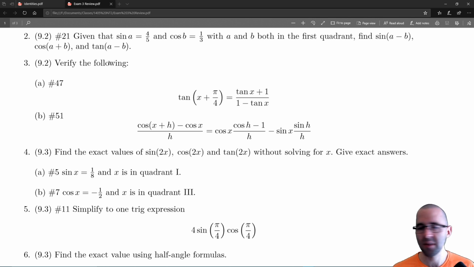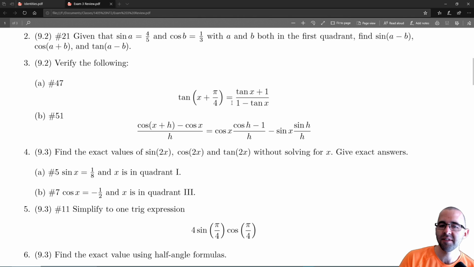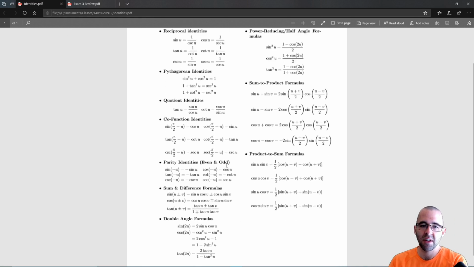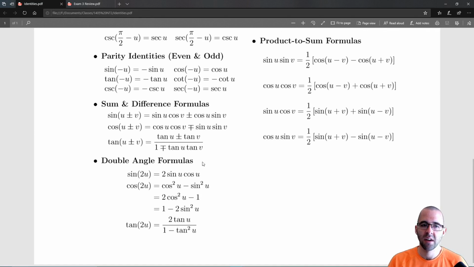So we're looking at something like number 4A. Verify the following. We're going to start with the left-hand side because we can use an angle sum formula right now, right? Tangent of some angle plus another angle is what we have right here. Tangent of some angle plus another angle.